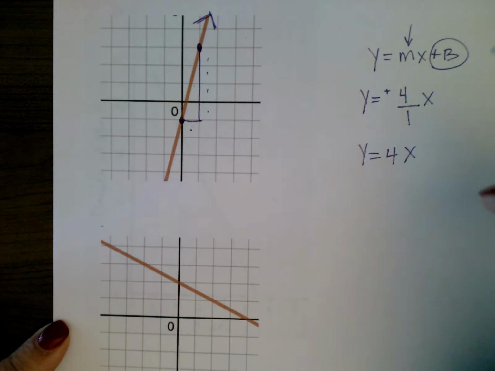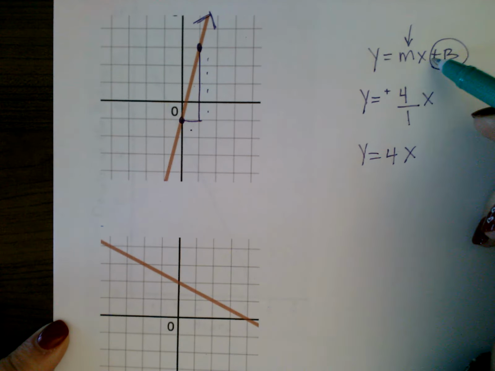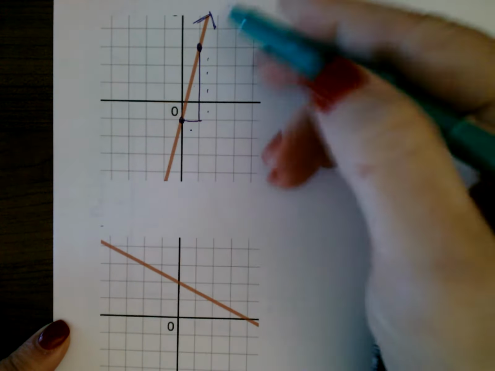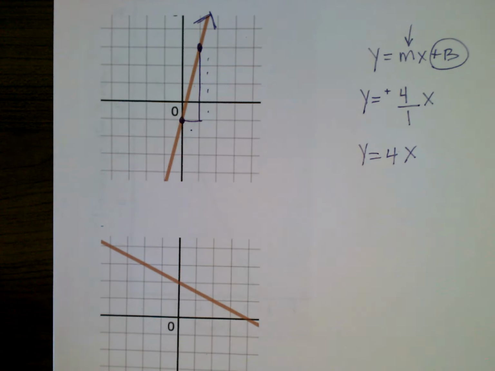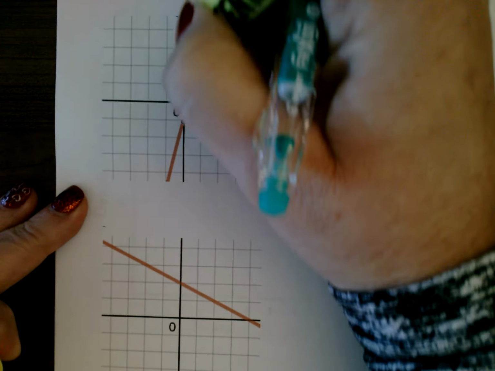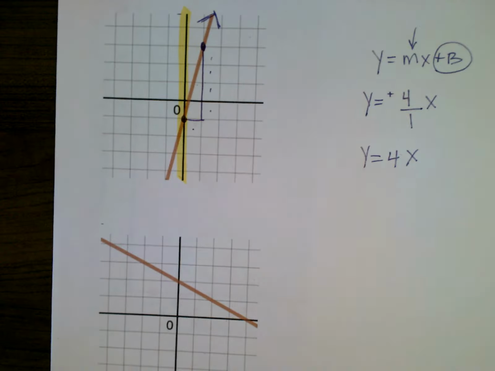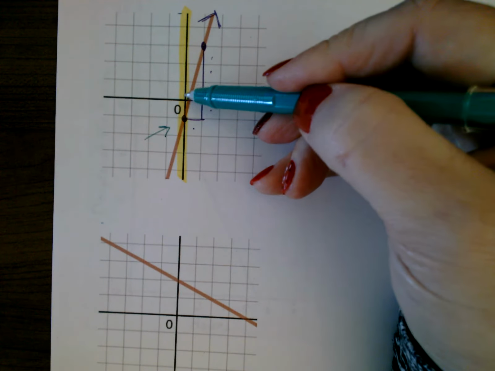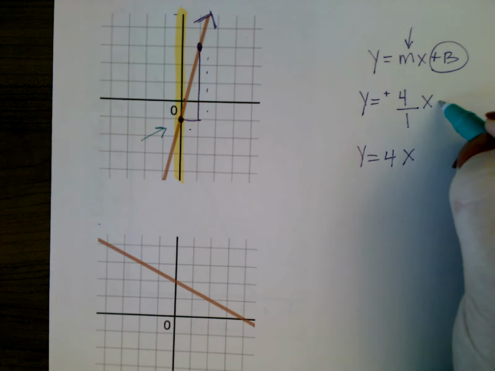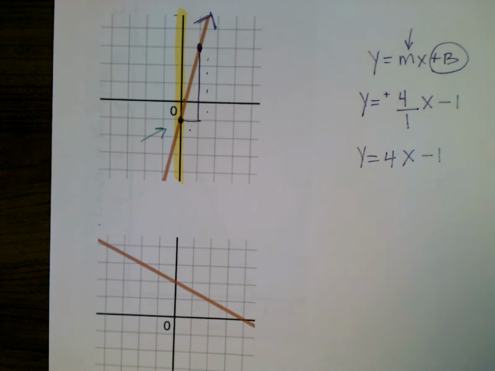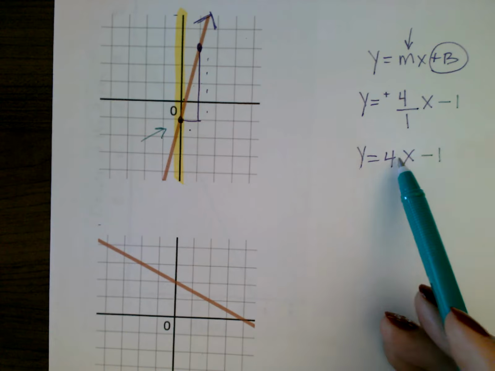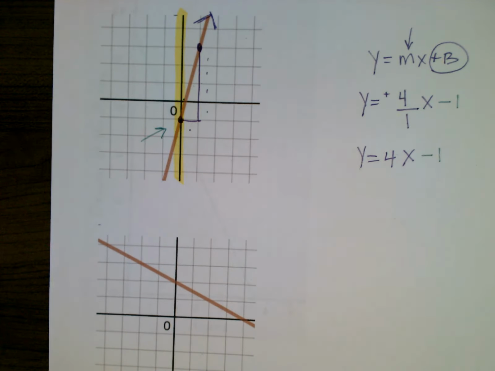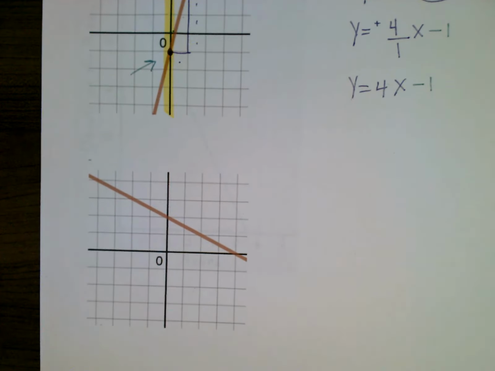Next, we're going to look at the y-intercept, the beginning point. Well, I can see that the red line crosses the y-axis, that's this one right there. If this is the origin, 0, to move to here, I would have to go down 1. So y equals 4x minus 1.